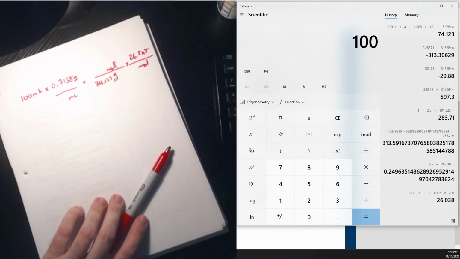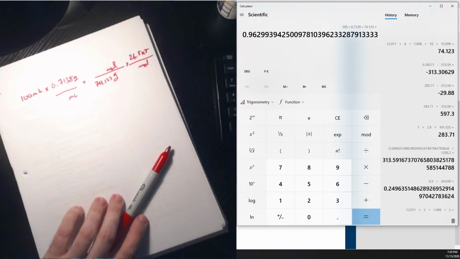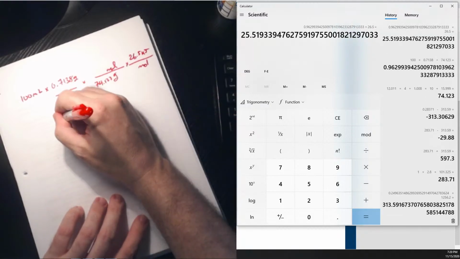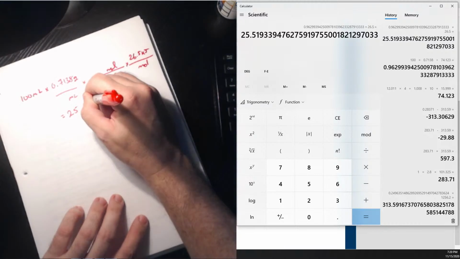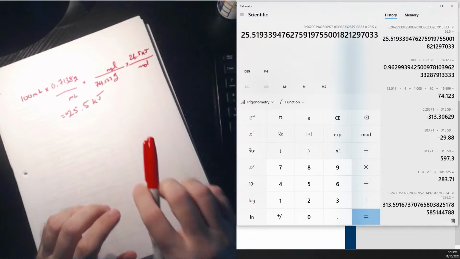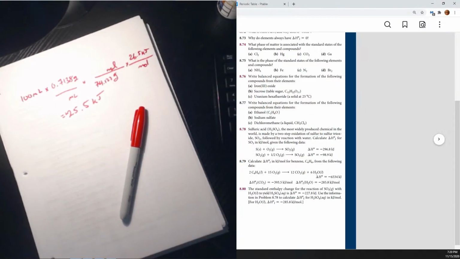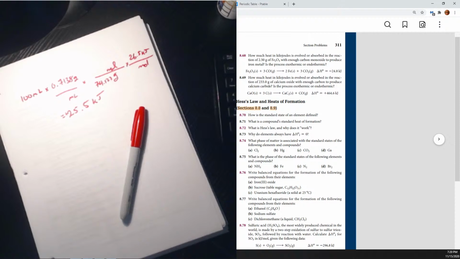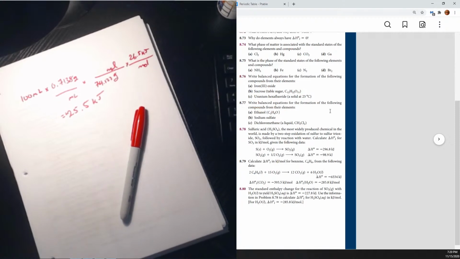So 100 times 0.7138 divided by 74.123 times 26.5, 25.5 kilojoules. Yep. Huzzah! Okay, so I'm definitely awake this time. I'm doing all right. Now, next up is problem 66.